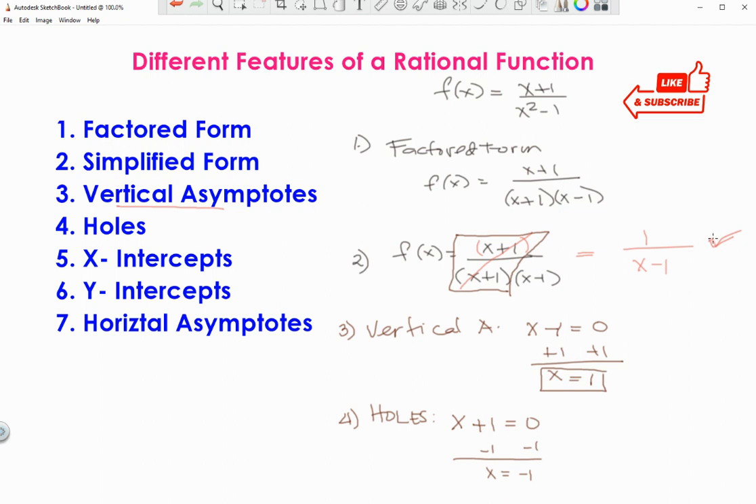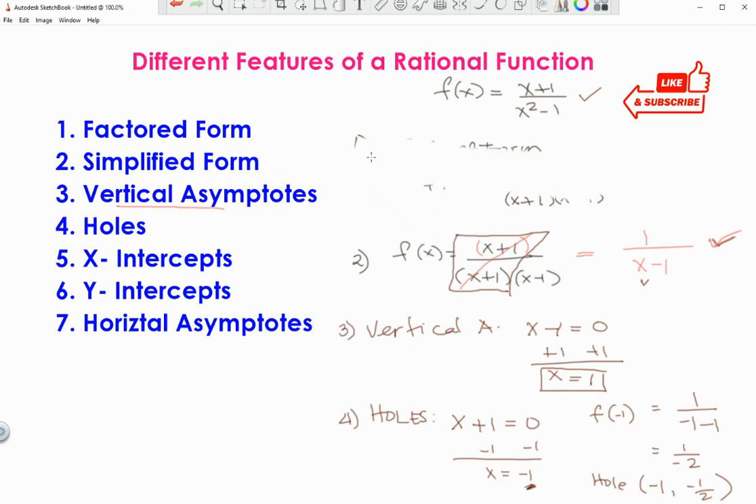To find the y value, you use the simplified form. So f of negative 1, we will substitute that value: 1 over negative 1 minus 1. I substituted this x value here. So now you have 1 over negative 2. Therefore, your hole is at x equals negative 1, comma, y equals negative 1 half. That is the hole for this particular function. Now, I'm not going to have space, so I'm going to erase all of it to move on to 5 through 7.